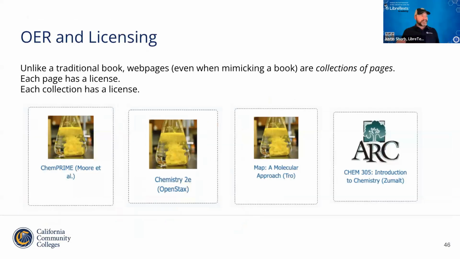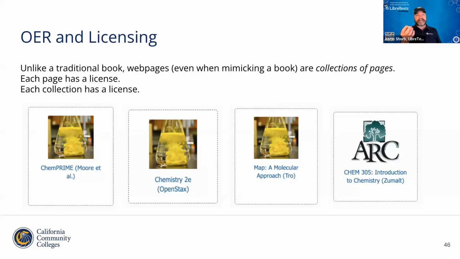So those are the 4 different models I mentioned. Author something, publish it on LibreTexts. That's my book, Chem Prime. OpenStax Chemistry 2nd Edition. That is something authored elsewhere, but has an OER license that we then put into LibreTexts so that people could use that in their own remixes.